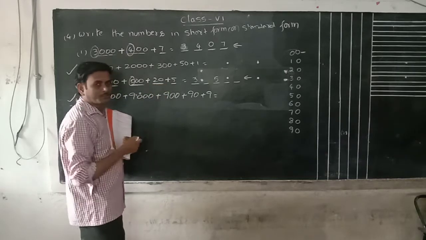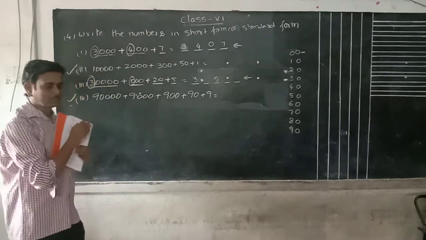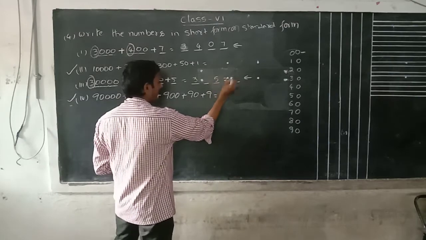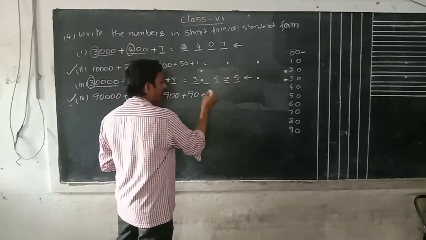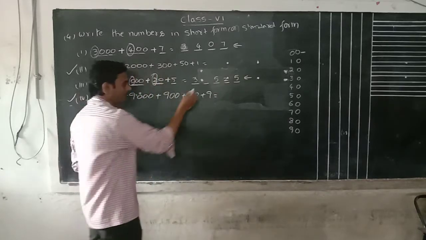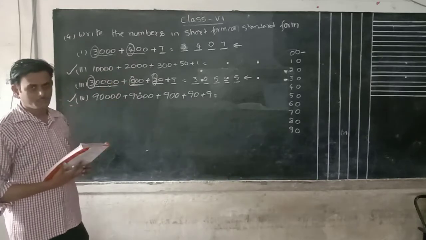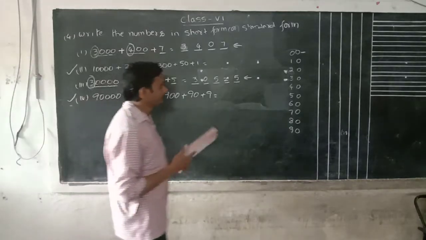Now 20. According to the places you have to write actually, but sometimes we may confuse. That's why we are using this method. Second place. First place 5. Okay, which place left? Fourth place is left. That is taken 0. Okay, complete these two sums on your own. Now we will go for the next one.